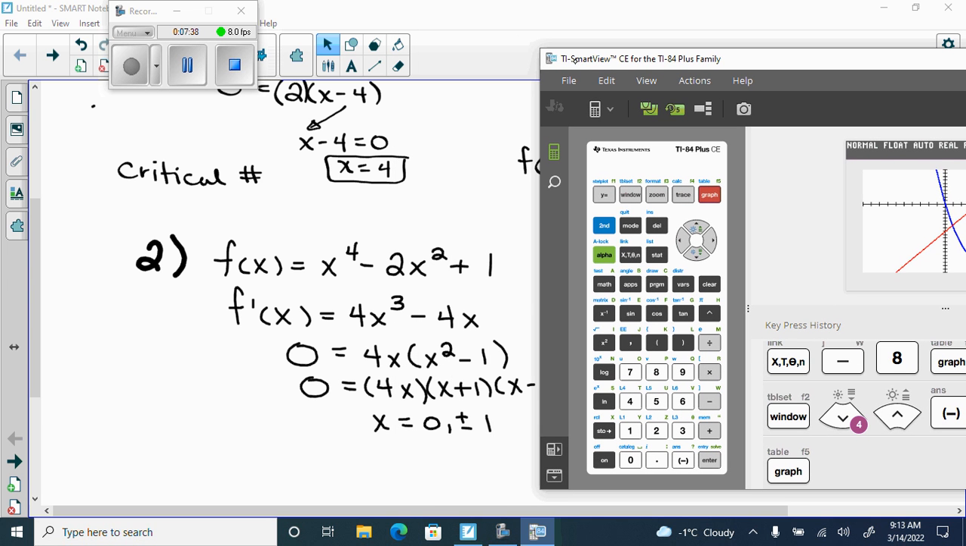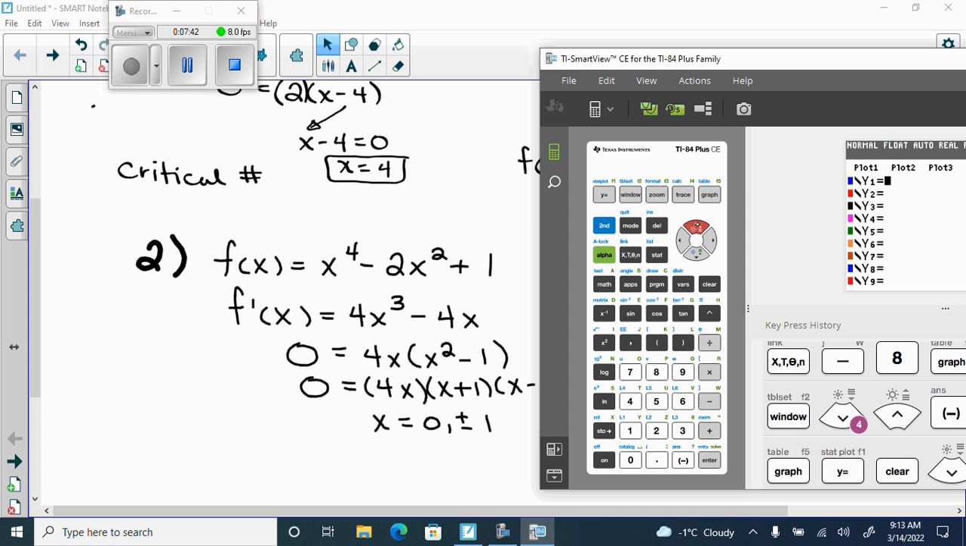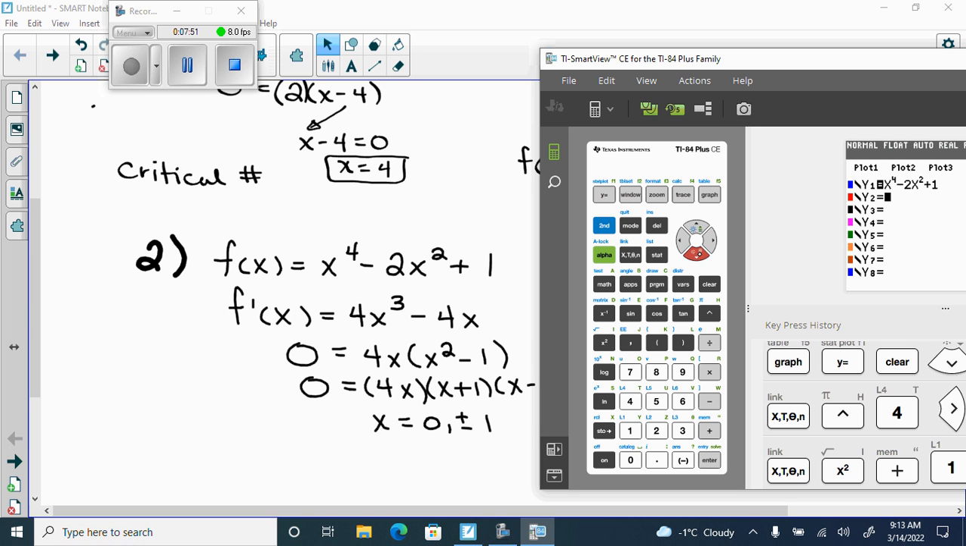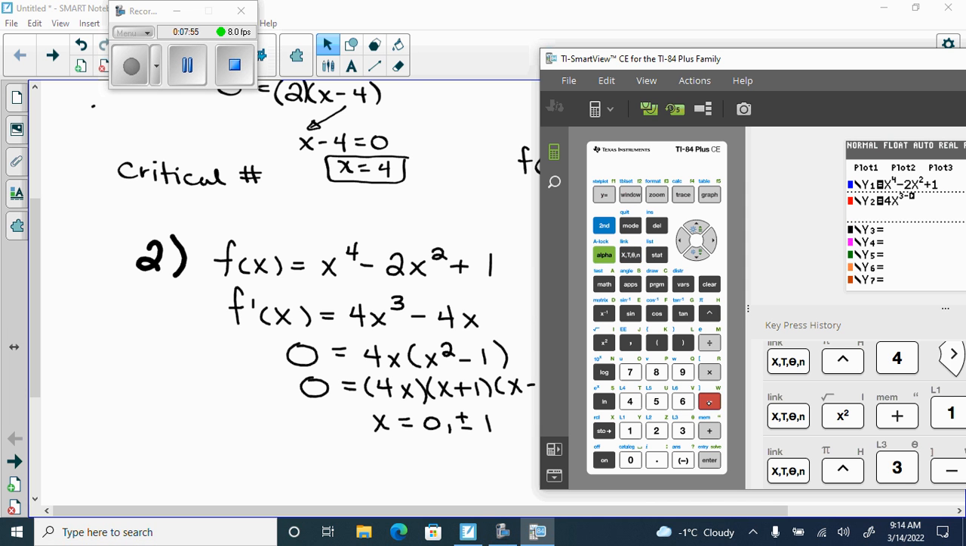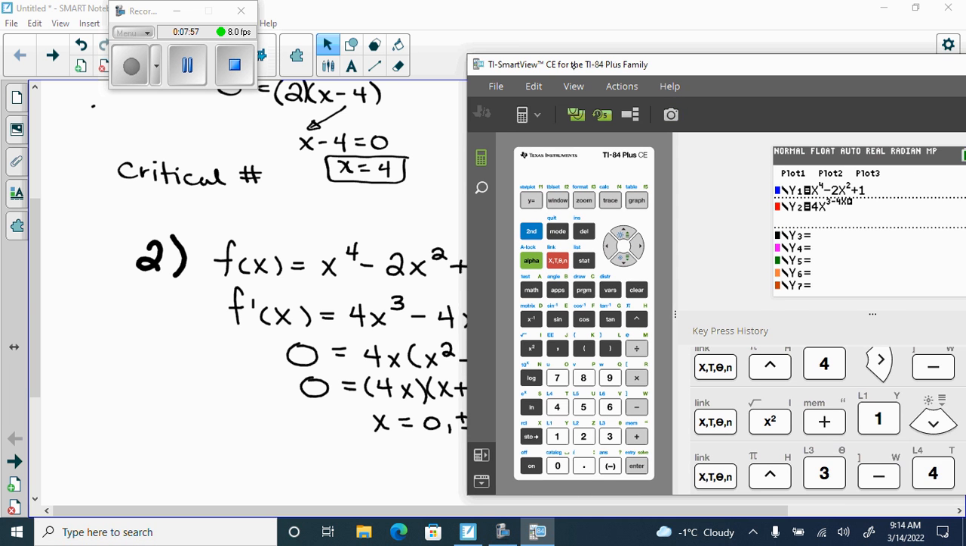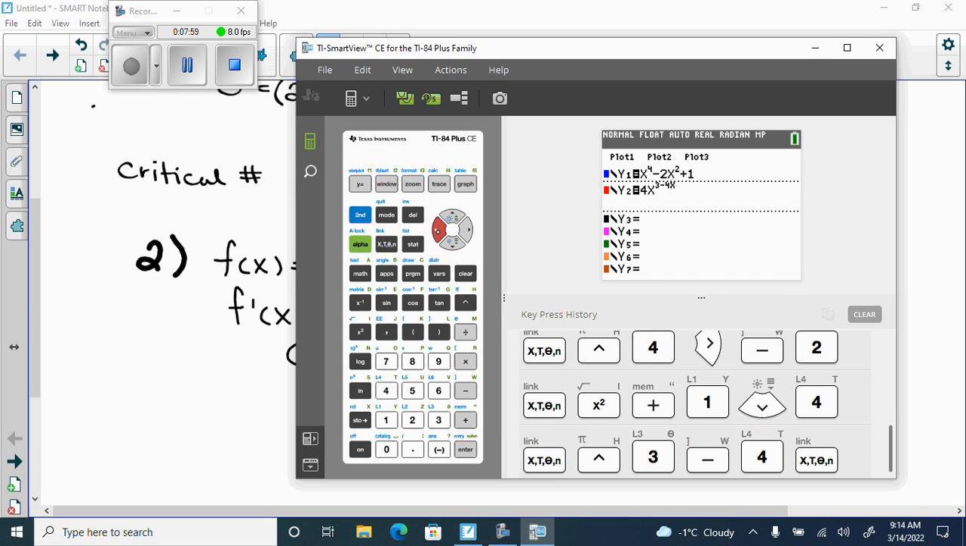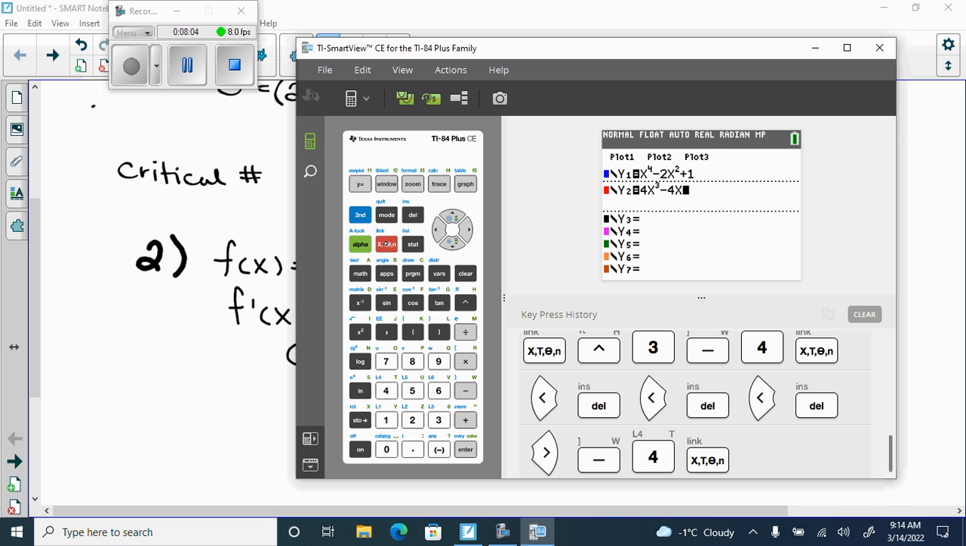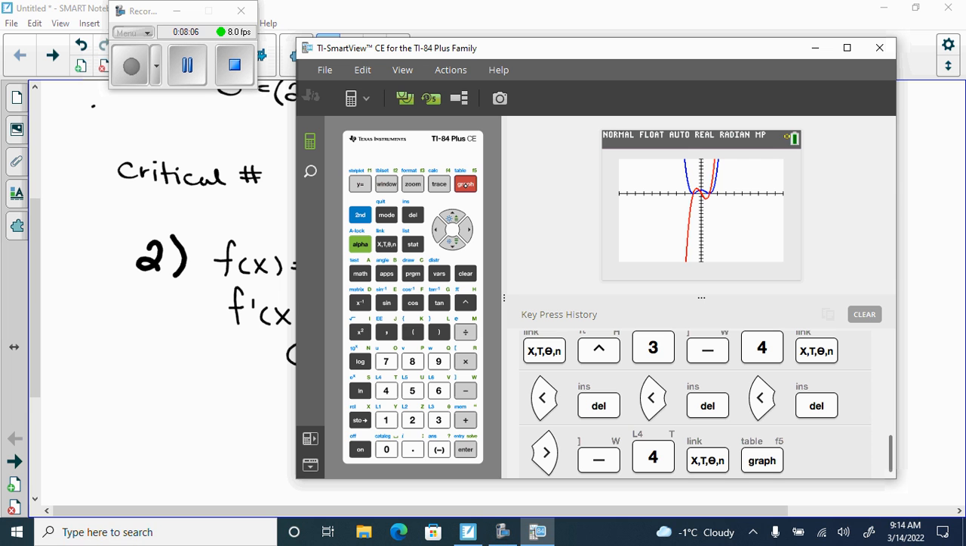So, I have x to the 4 minus 2x squared plus 1. And then in this one I have 4x cubed minus 4x. That is not right.